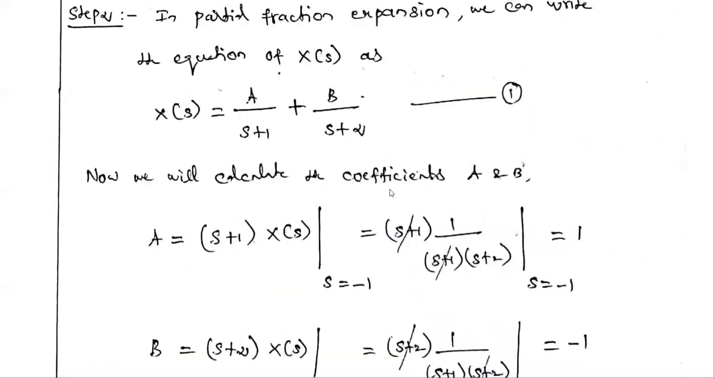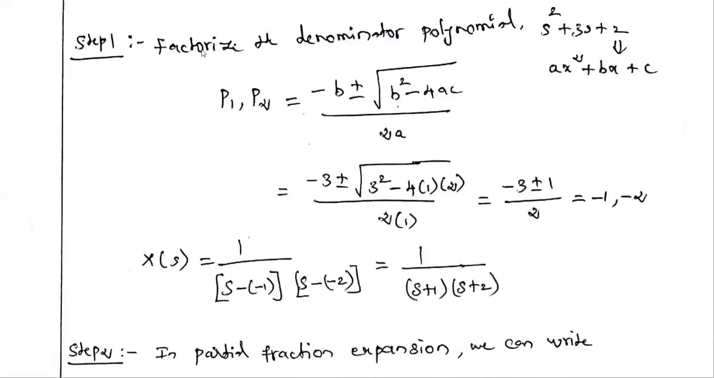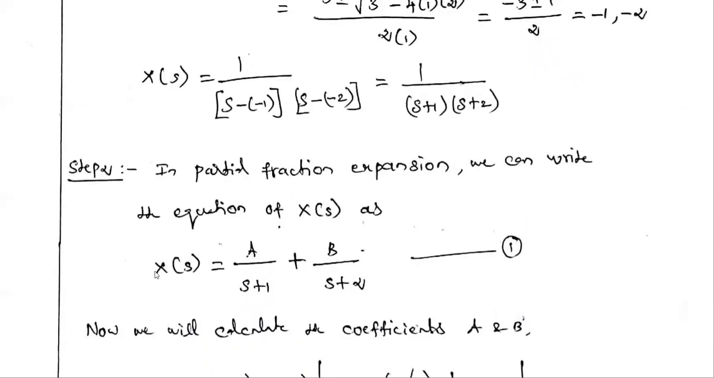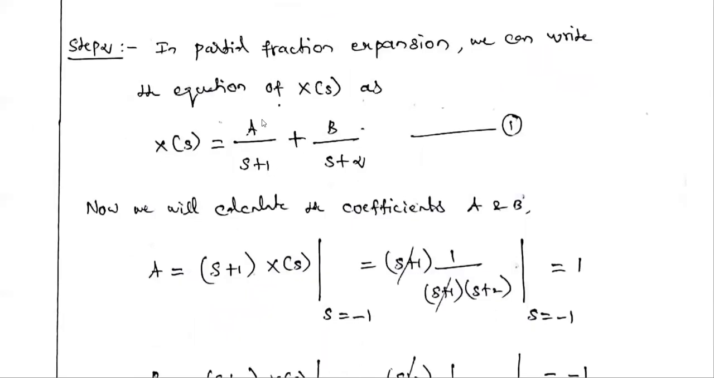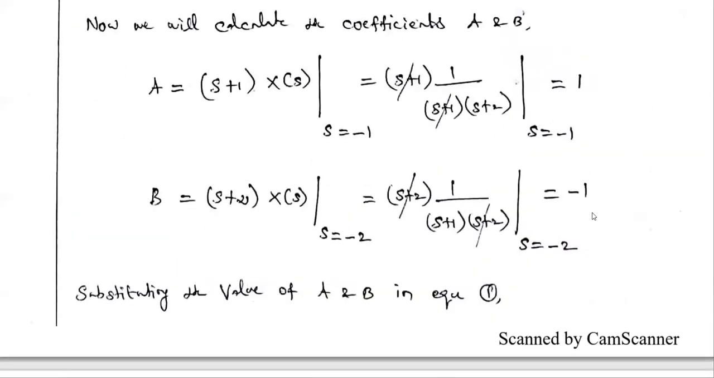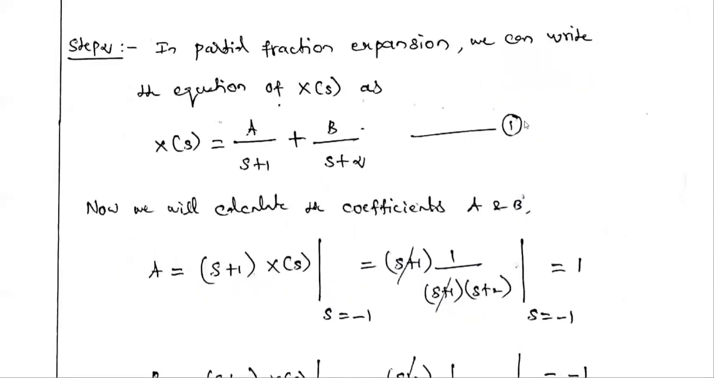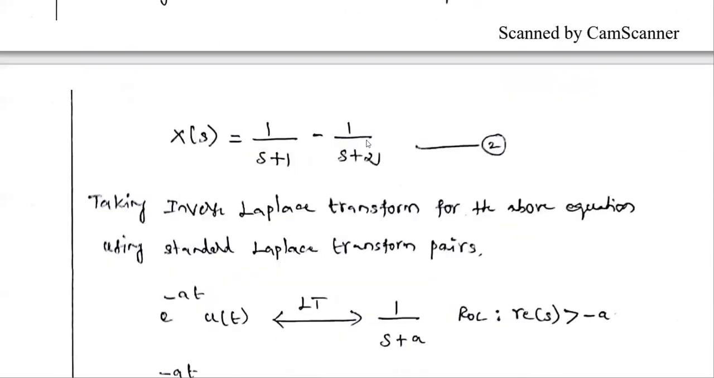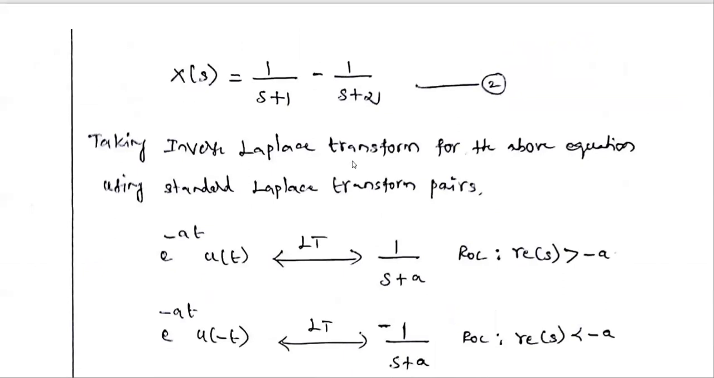Okay, it is the second step. That is, first we have to factorize the denominator polynomial, and using partial fraction expansion, this x of s function can be written as the addition of single order functions. And after that we have to calculate the partial fraction coefficients a and b. Then we have to substitute the values of a and b in equation number 1. So we get x of s equal to 1 divided by s plus 1 minus 1 divided by s plus 2. Okay, so now you see the equation. So the x of s equation consists of 1 divided by s plus 1 minus 1 divided by s plus 2.